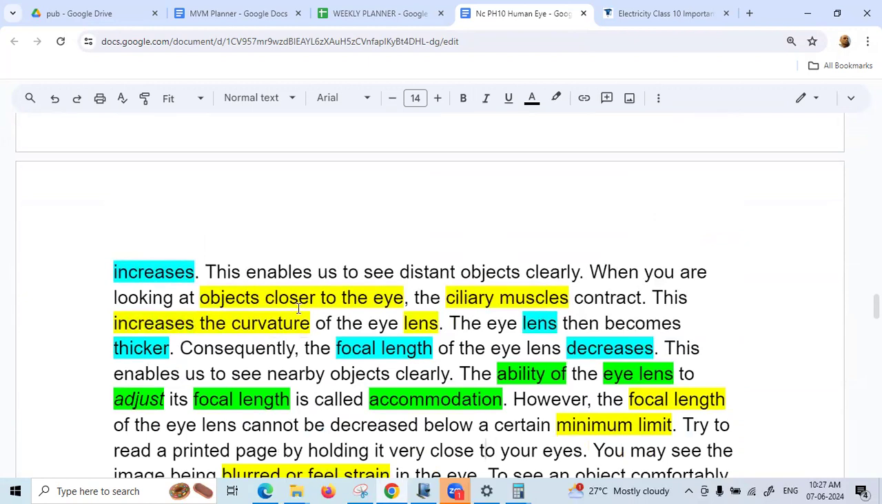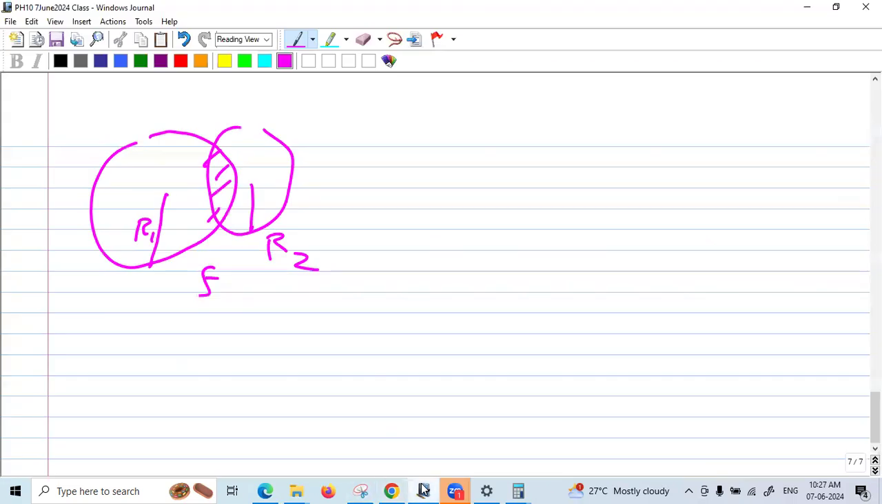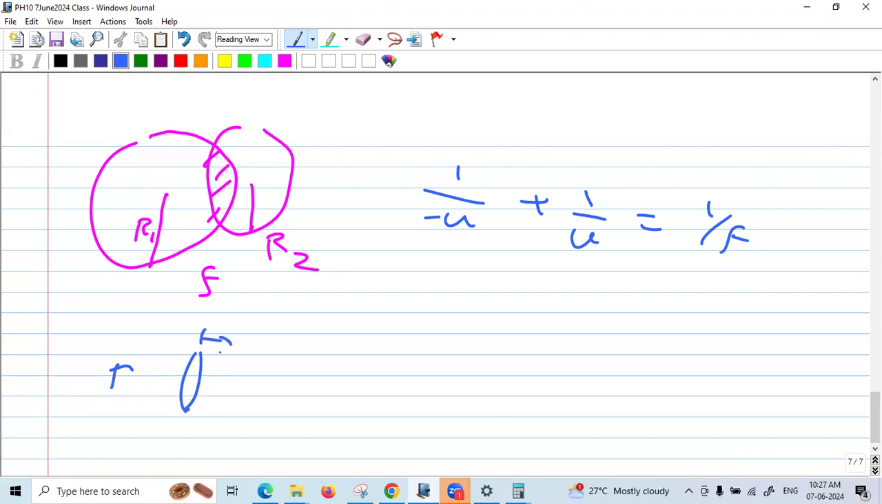One more thing: the lens formula is 1 by u plus 1 by v equal to 1 by f. For a convex lens, or even for a mirror or concave lens, the object is on the left side and the right is the positive direction. So u is always negative, which means minus u is a positive quantity. As the object comes closer to the lens, minus u is decreasing.